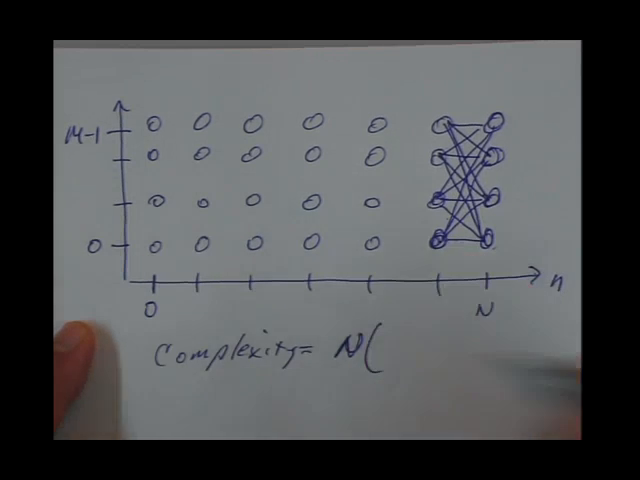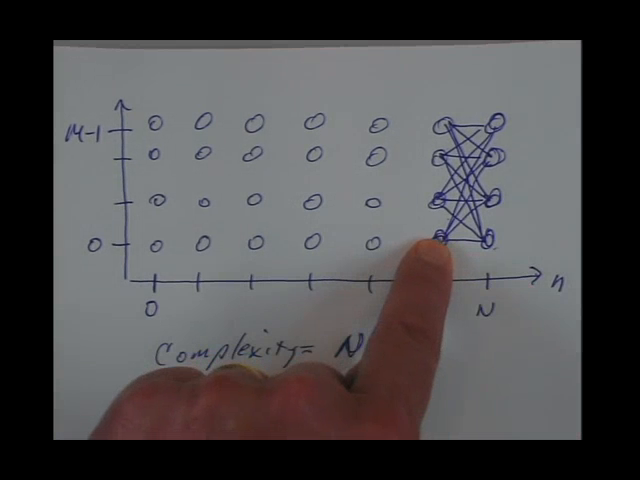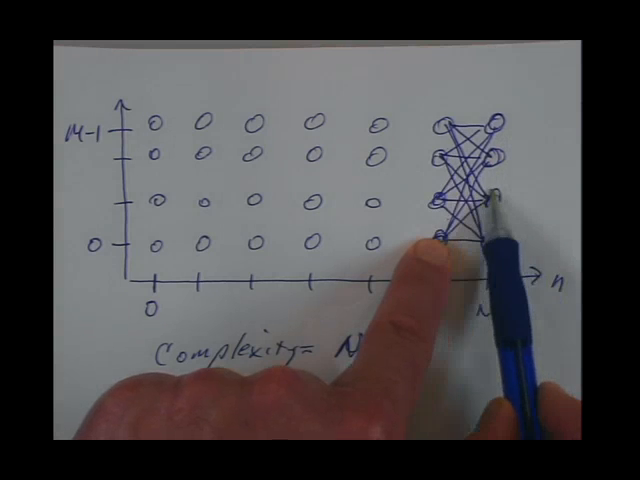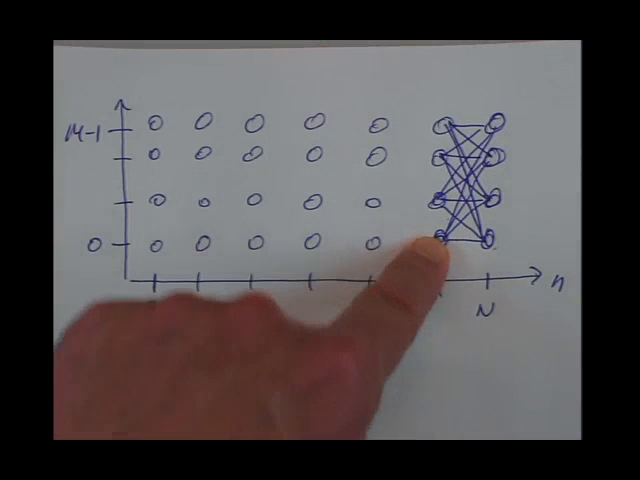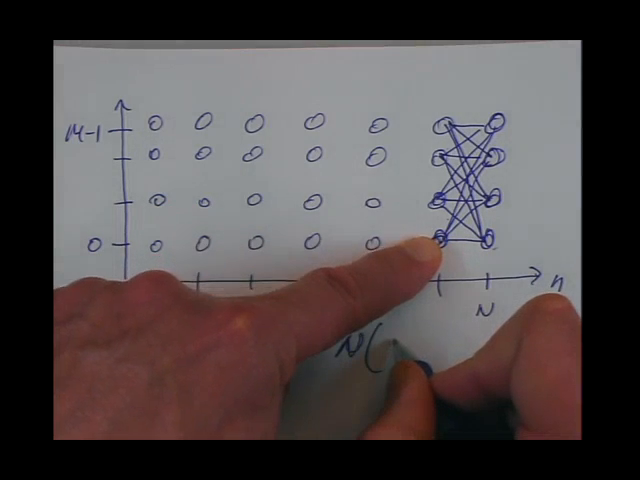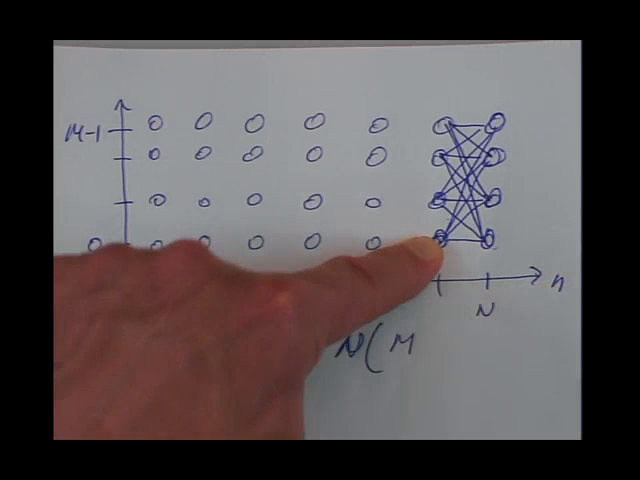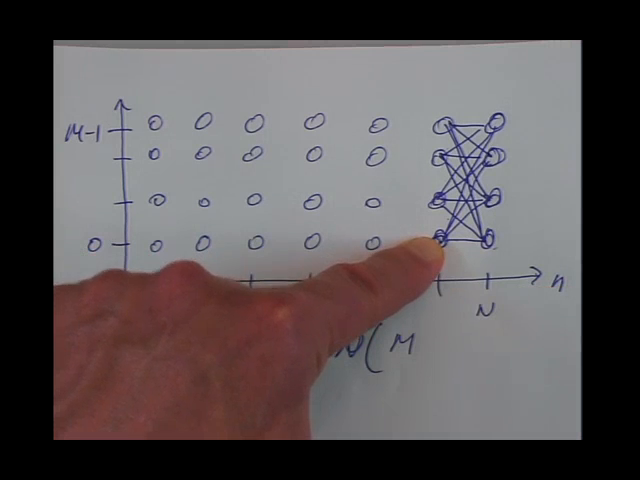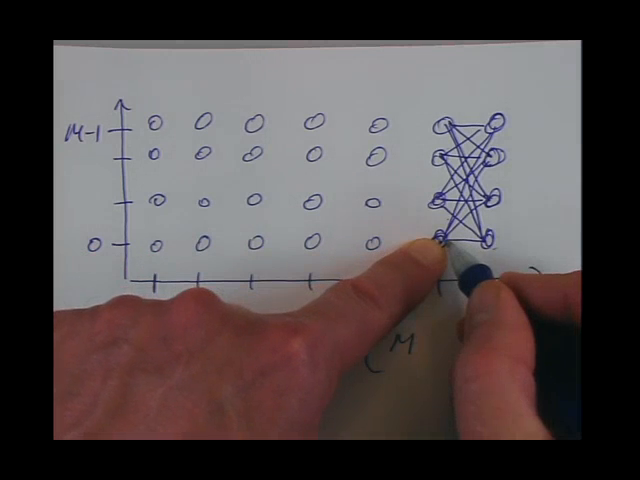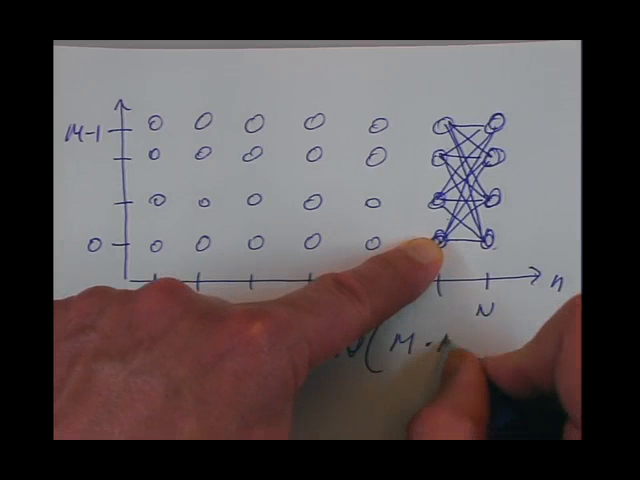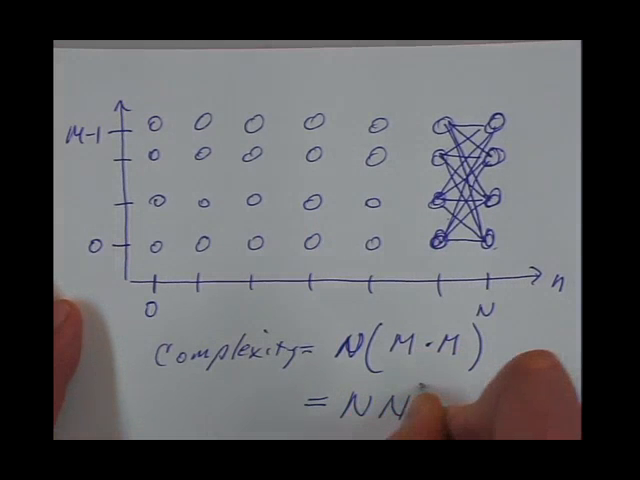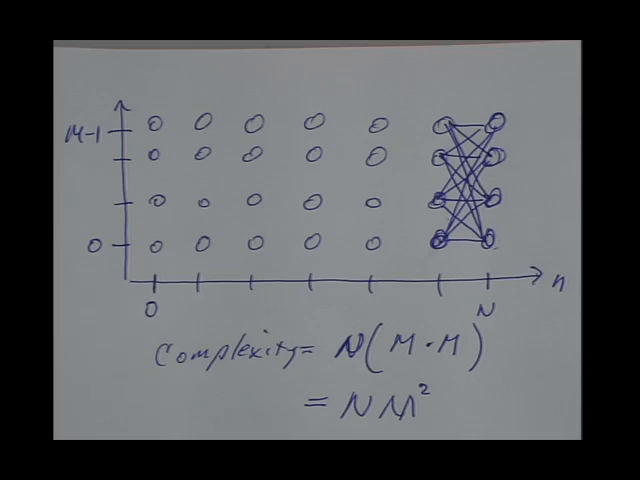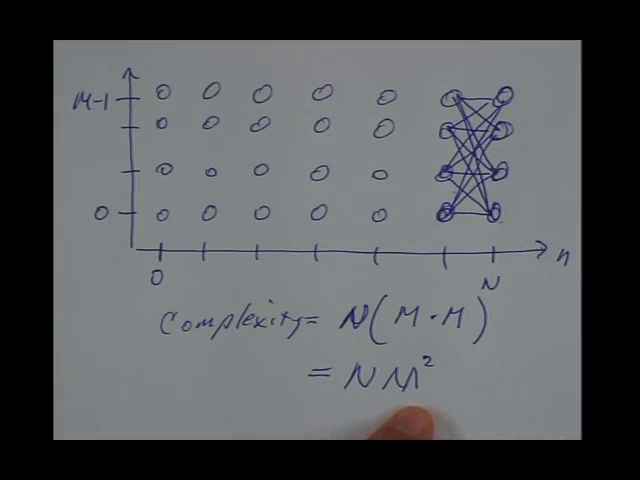Now, what you have to do is that for each state here, you have to check every place you may have come from and find the minimum of all the places you might have come from, right? So for each state, you're going to have m possibilities you're going to have to check. But you're going to have to do that for each state here, so it's times m. So the total computational complexity is going to be n times m squared. Okay? So it's linear in time, but it's quadratic in the number of states.